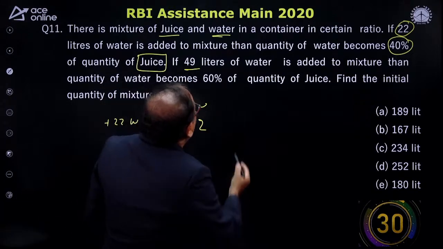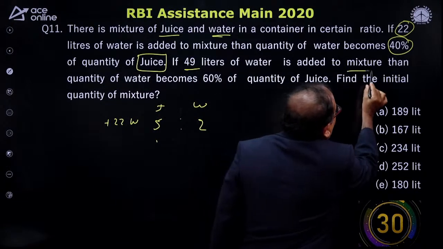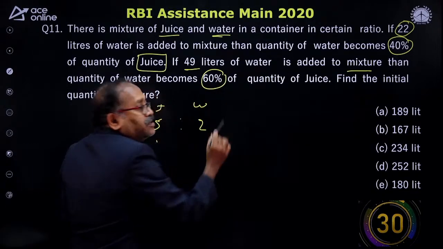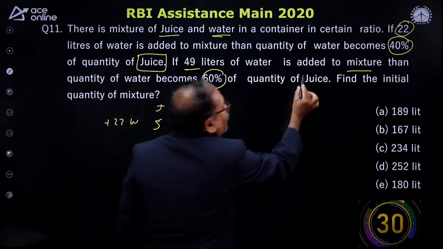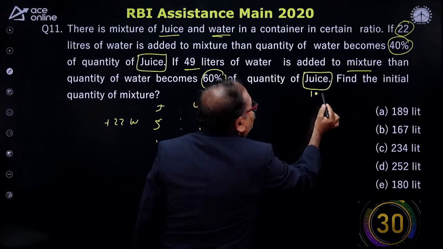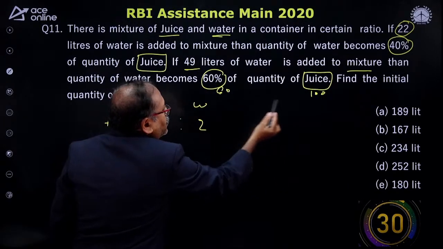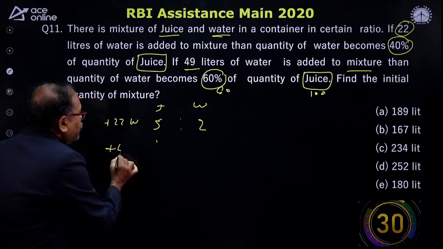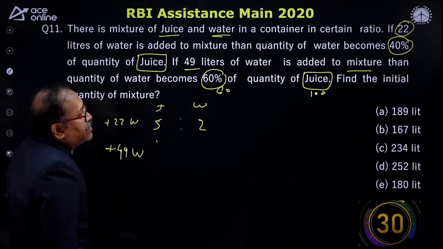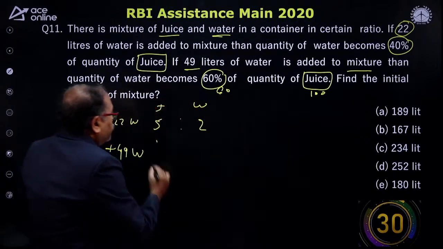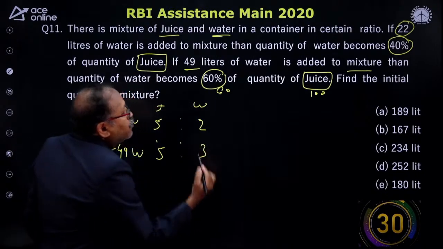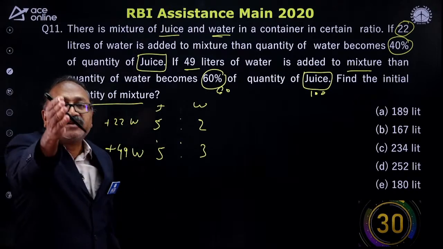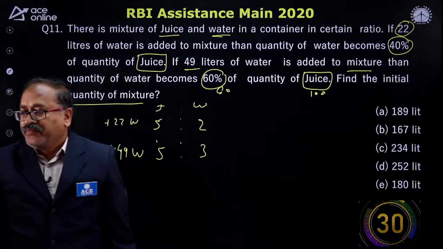If 49 liters of water is added to the mixture, then the quantity of water becomes 60% of the juice. That means if the juice is 100, the water is 60, so the juice to water ratio is 5:3. What is the question? Find the initial quantity of the mixture. Your 30 seconds starts now.